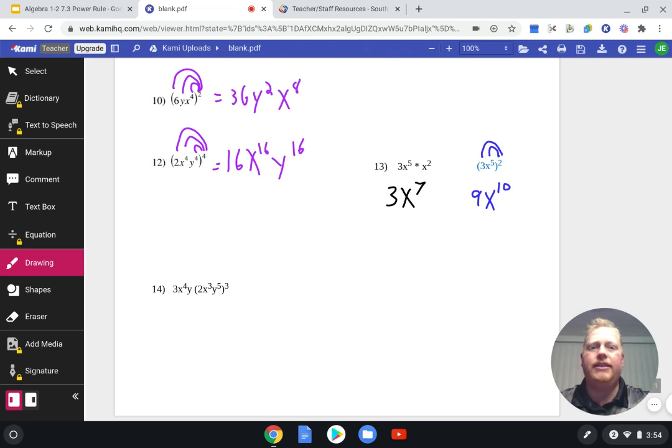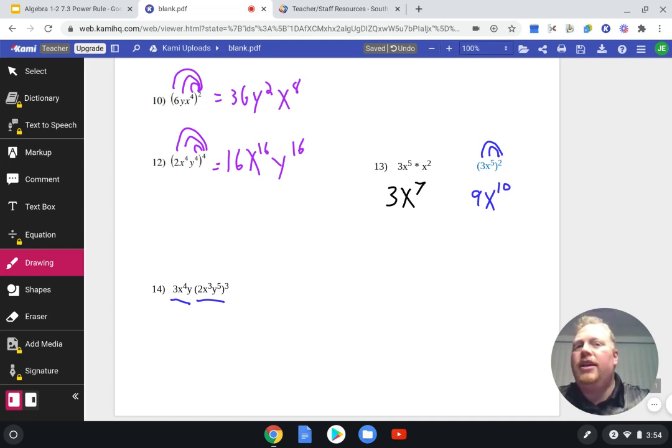Okay, one last example. Here I've got two terms. I've got 3x to the fourth y, multiplying 2x to the third, y to the fifth, all raised to the third power. So I have two separate terms being multiplied together. That's the product rule. But I also have this exponent outside the parentheses. That's the power rule. So here I have to use both rules at the same time in the same problem.